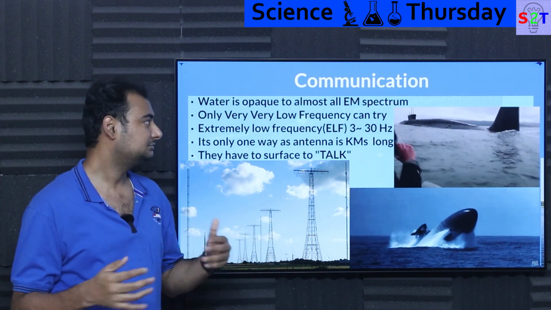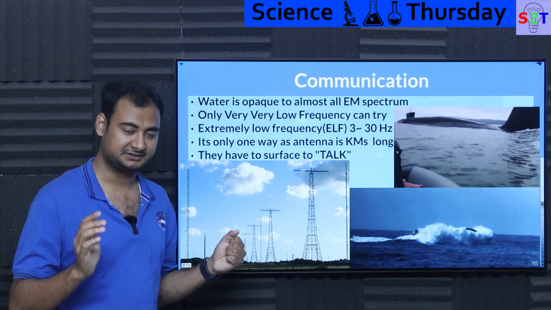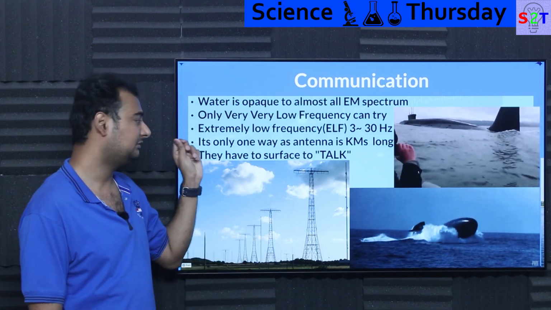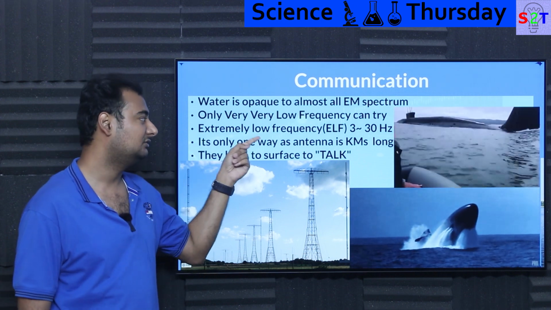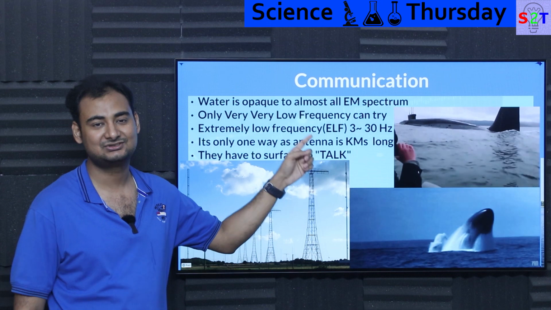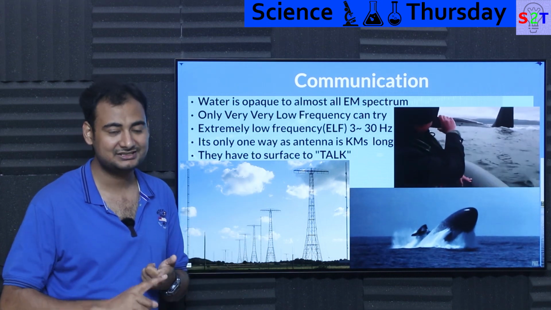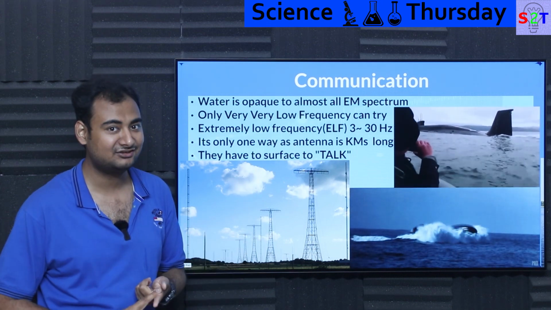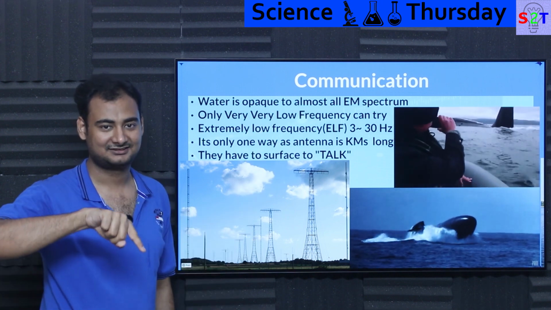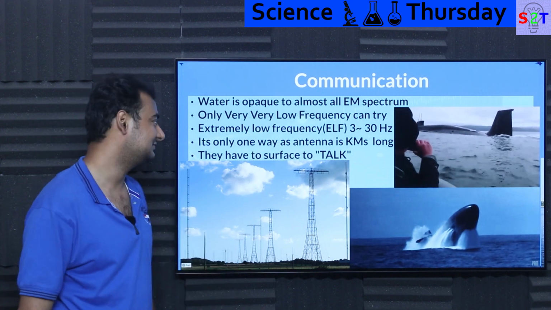So fundamentally speaking, you're not going to try to boil off the sea. So what can you do? You have to go low, as in really, really low frequency. Now, how low are we talking about? The technical term is extremely low frequency. To give you context, we are talking about 3 hertz to 30 hertz. Not kilohertz, not megahertz, definitely not gigahertz. 3 hertz. That's how low it has to be.